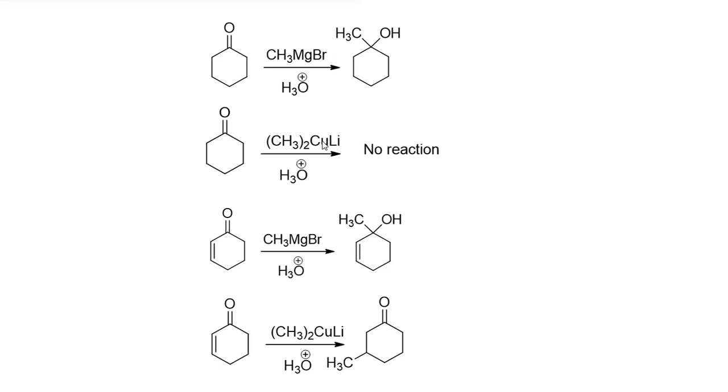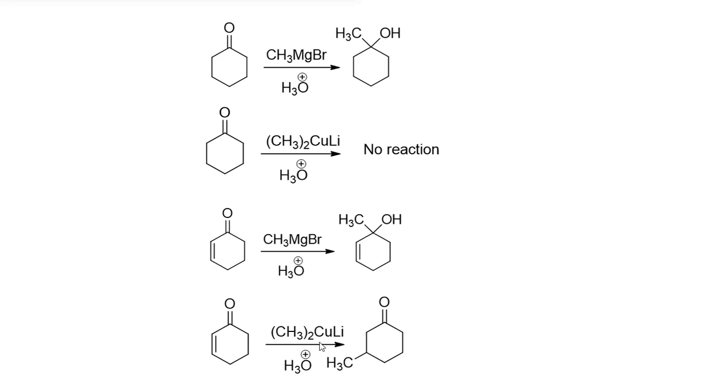Similarly, one of the important aspects of Gilman reagent is its 1,4 addition, that is what is called conjugate addition, with alpha beta unsaturated ketone. For example, see Grignard's reagent on treating with this alpha beta unsaturated ketone, it attacks only the carbonyl group to form the 1,2 addition product. Here, the carbon-carbon double bond remains intact.